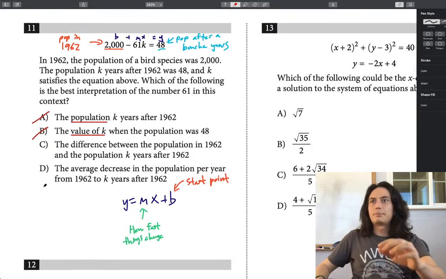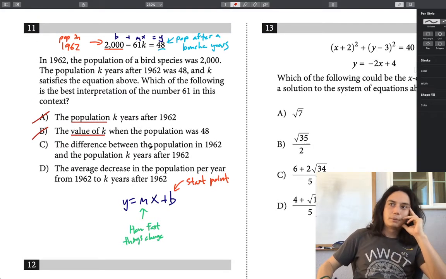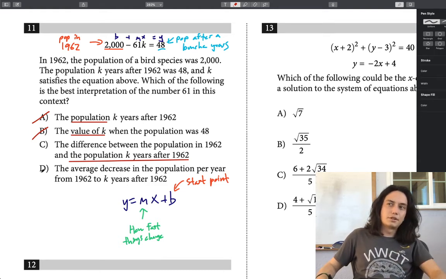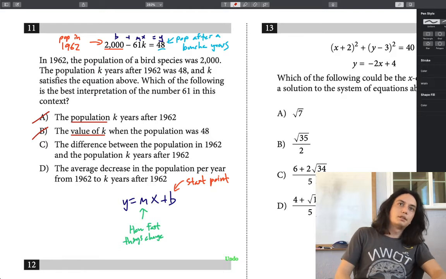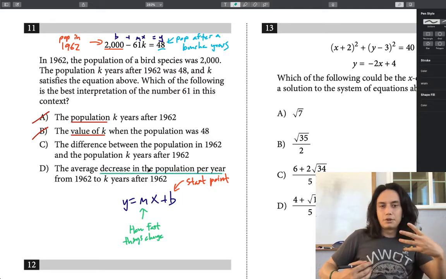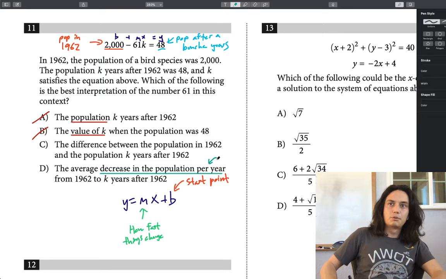The difference between the population in 1962 and the population k years after 1962. This is close. Yeah, this is close. I might loop back to this and explain why this is wrong once I've explained why this is right. So D is going to be the average decrease in the population per year. This, per year, decrease in population per year. This is slope stuff. Oh, I shouldn't be highlighting it in red. I should be highlighting in green. This something per year is how to know that they're talking about slope. These are slope keywords right here.